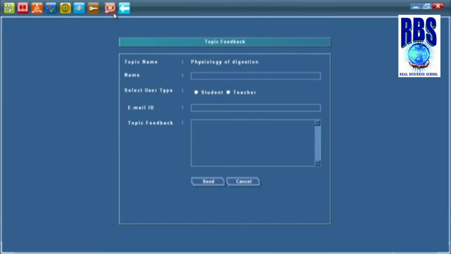And at last, we have given a facility of feedback in each topic which helps us in making our product better. So, the combination of these different learning resources completes one topic of digestion. And as such, we have around 1500 topics, each having all the learning resources which I explained in the topic of digestion.